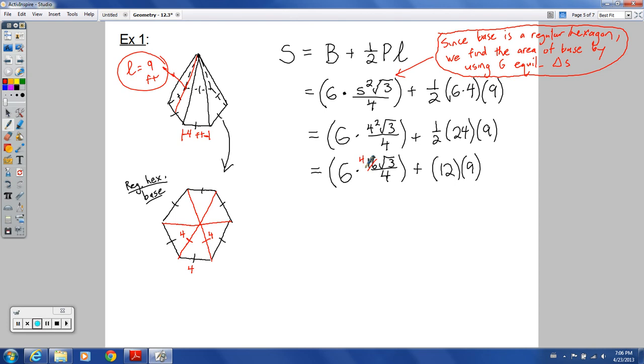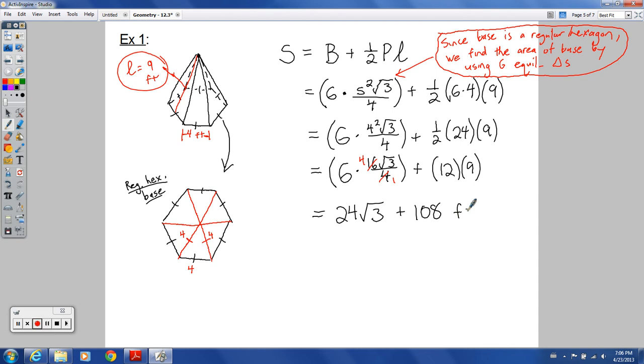This would be a 4 and a 1. And so you've got 6 times 4 radical 3. That becomes 24 radical 3. And then over here, 12 times 9, that would be 108. This would be an exact answer. You can't combine the radical part with the non-radical part. And so if you were asked to give an exact answer, this would be it.